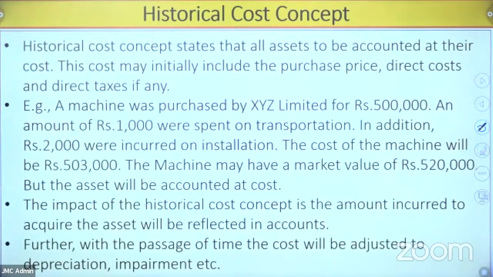The impact of the historical cost concept is that the amount incurred to acquire the asset will be reflected in the accounts. Further, with the passage of time, cost will be adjusted for depreciation, impairment, etc.